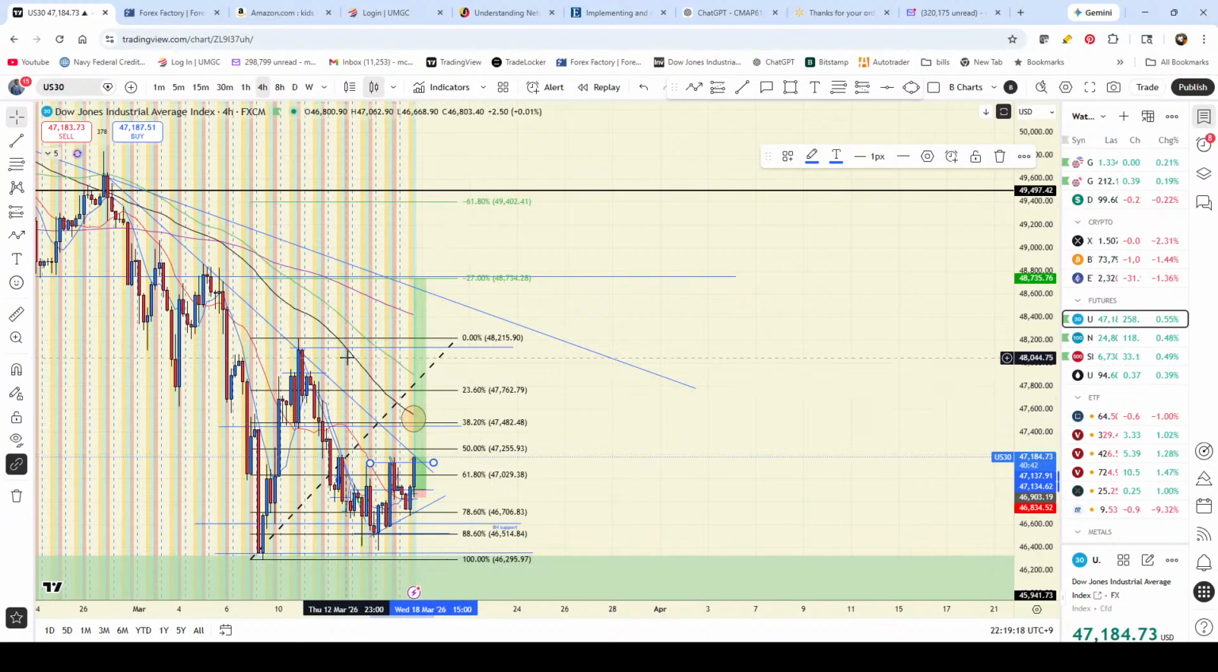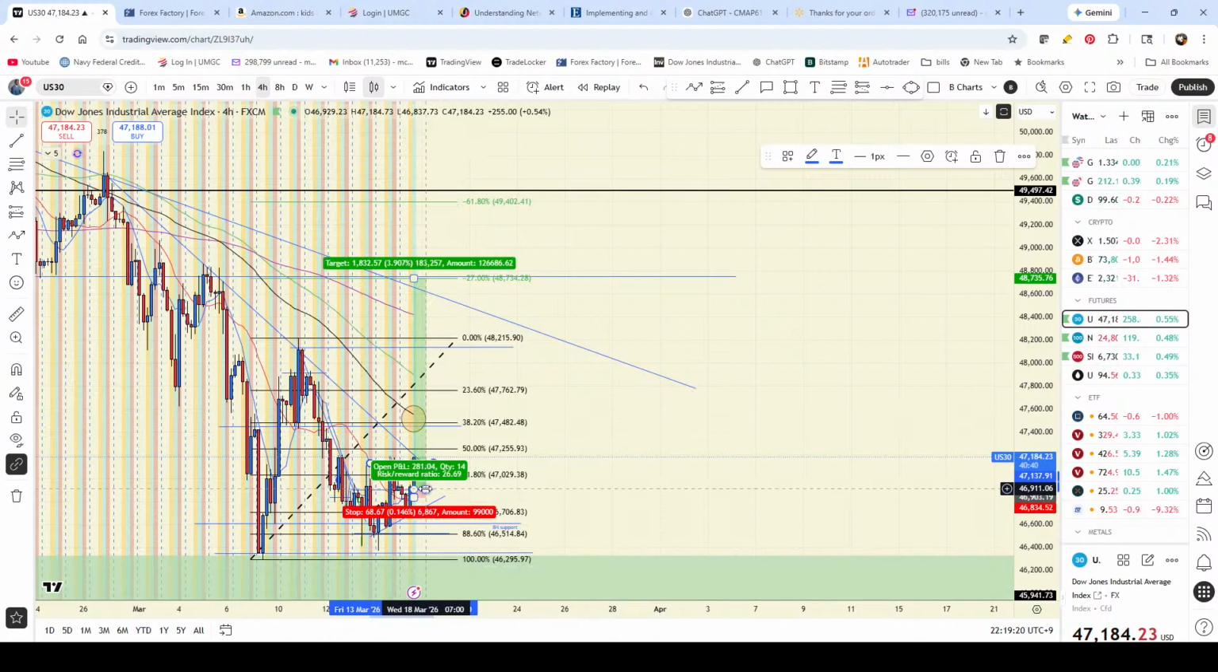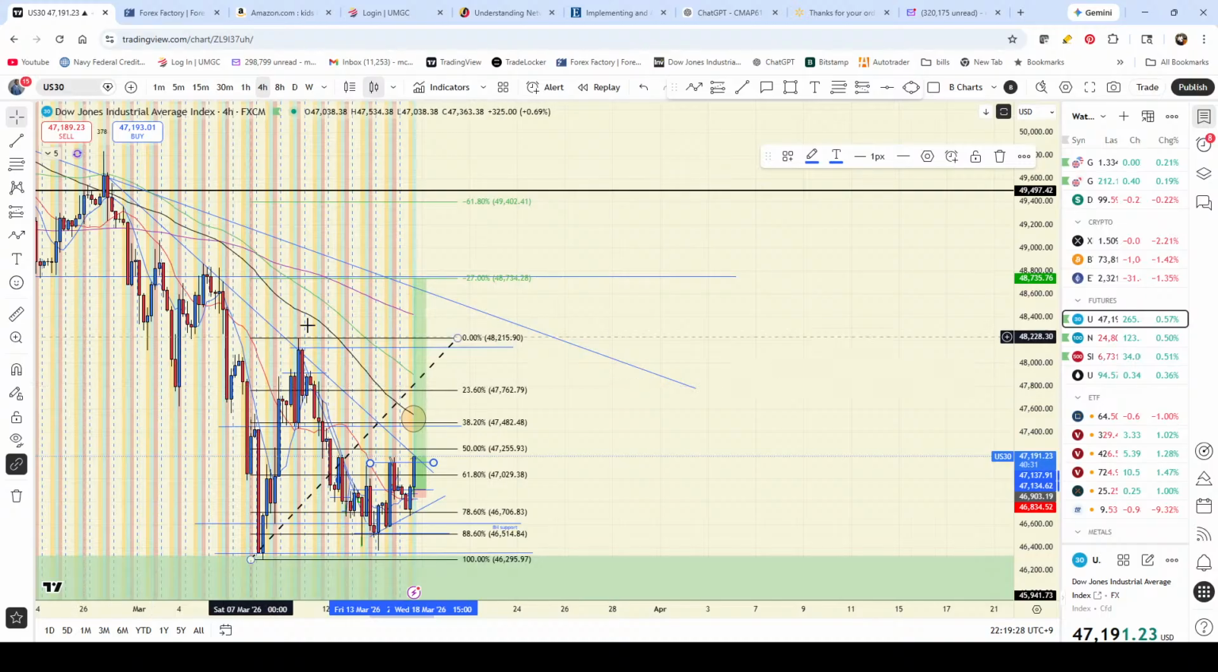Depending on how this H4 candle closes, if it closes strong above this one, I'm staying in. You know what I'm saying? But if it doesn't, then I get out. I get out. It's no feelings lost.